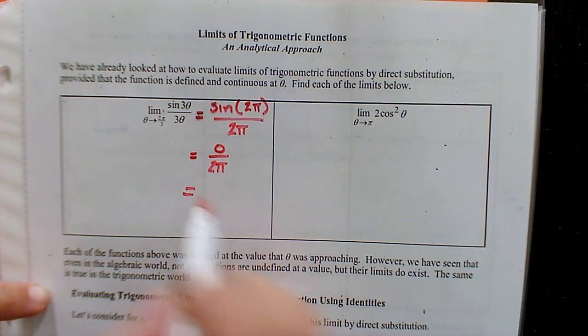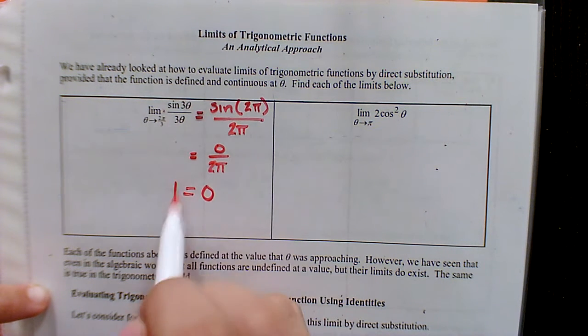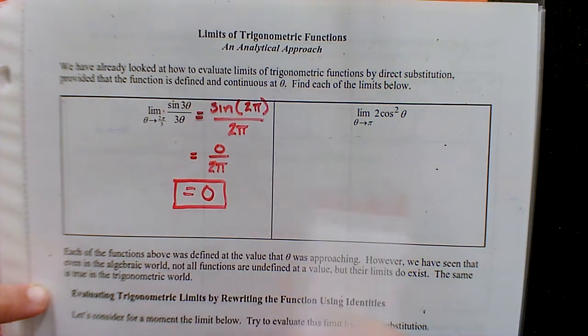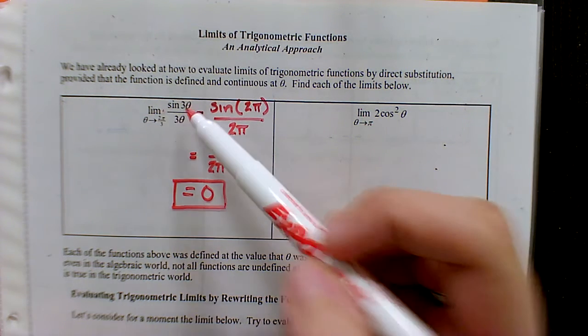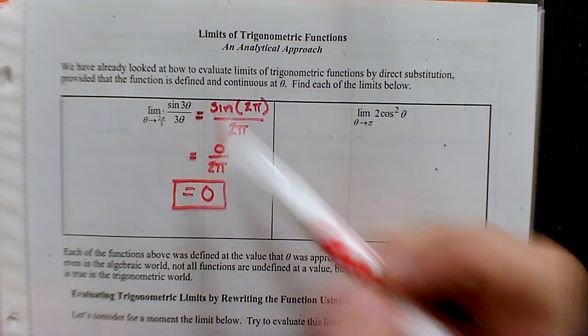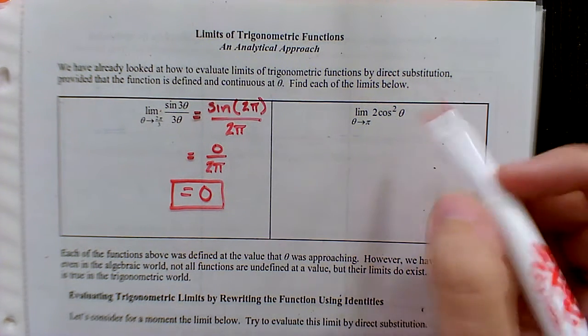And what's 0 divided by 2 pi? 0. It's still 0, yep. So graphically speaking, as we approach 2 pi over 3 from the left and the right, the height of this graph, whatever it may look like, is approaching 0. Okay, let's go ahead and try the next one.